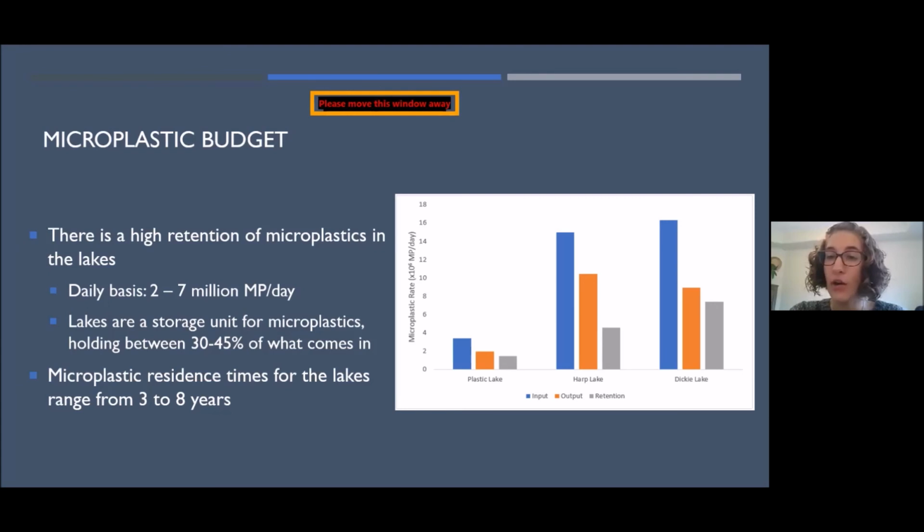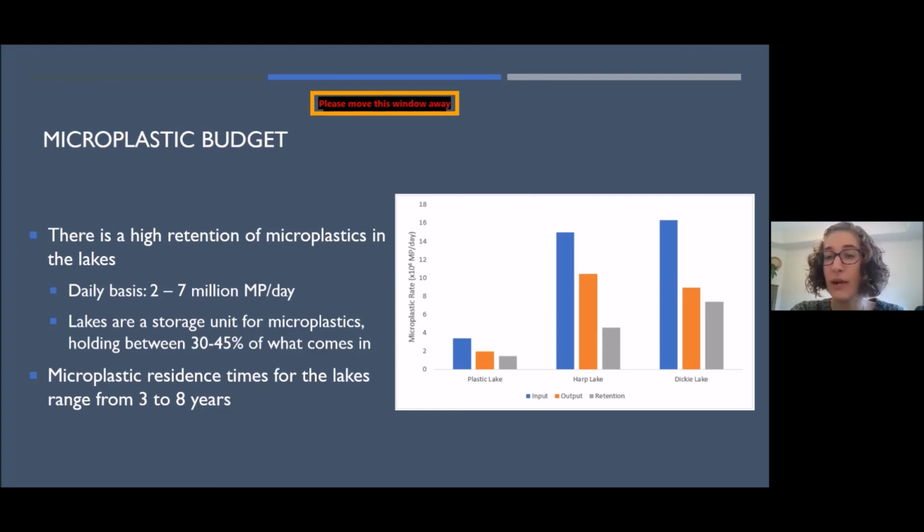If you were to line all of the microplastics in a row, it would equate to between 800 and 3,000 meters of plastic. Again, one thing to note is that the width of microplastics are very small, often less than 0.5 millimeter. So again, while the length may be small, the width is still very narrow. So this suggests that lakes are a large storage unit for microplastics, holding up to between 30 and 45% of the microplastics that come into the lake.